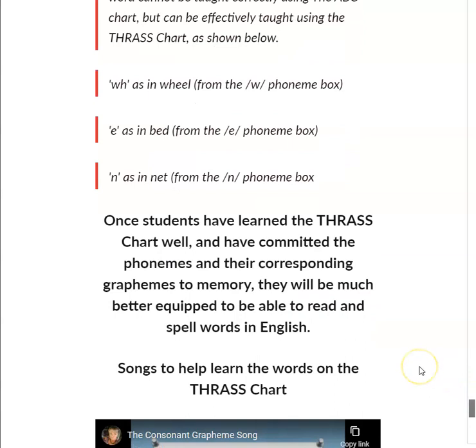Once the students have learned the Thrass chart well and have committed the phonemes and their corresponding graphemes to memory, they will be much better equipped to be able to read and spell words in English.